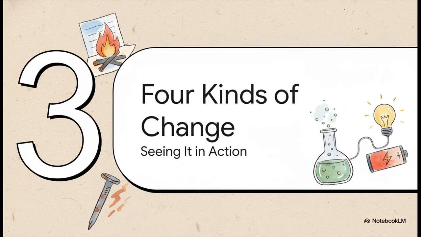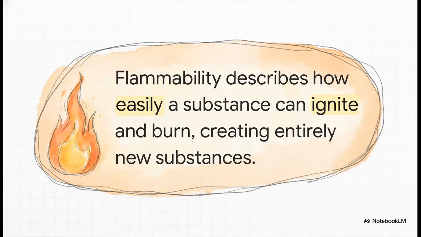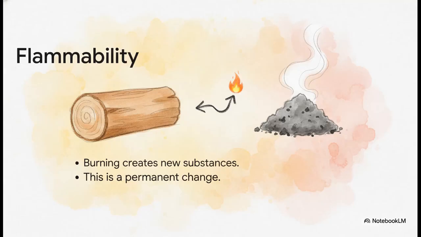Okay, I know that might sound a little bit abstract, so let's make it super concrete. We're going to look at 4 really clear examples of these properties in action that you probably see all the time. First up is a classic, one we're all familiar with, flammability. Basically, how easily can something burst into flames and burn? It's a pretty critical property, right? We use gasoline in cars because it's highly flammable. But the key here isn't just the fire, it's what's left over. When wood burns, it turns into ash and smoke. You can't unburn it and get the wood back. That permanent transformation is exactly what makes flammability a chemical property.